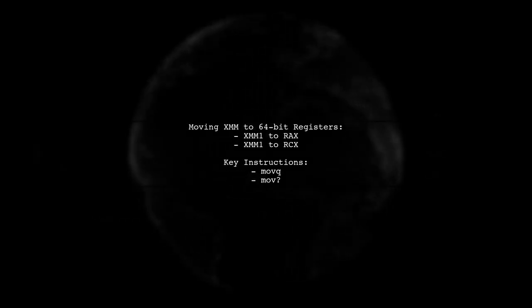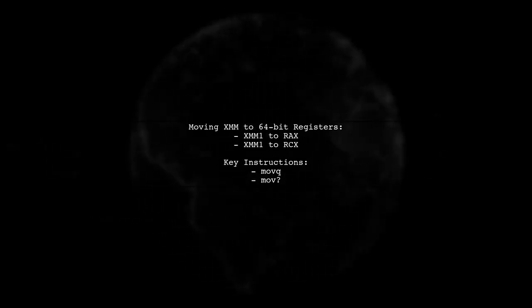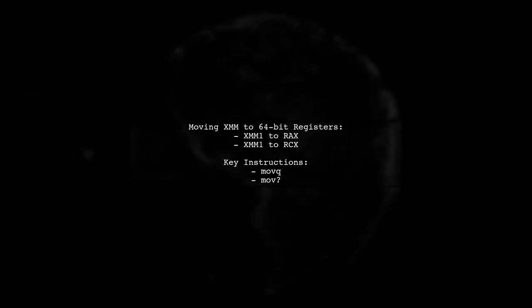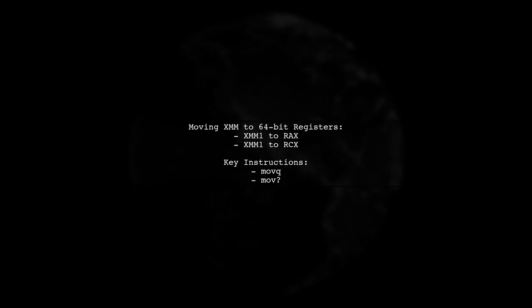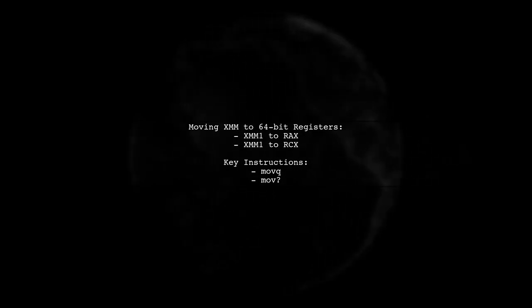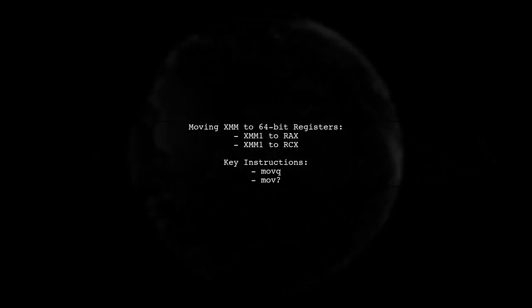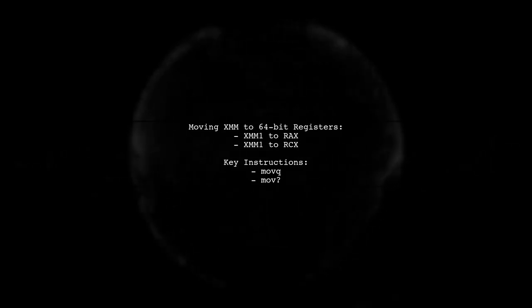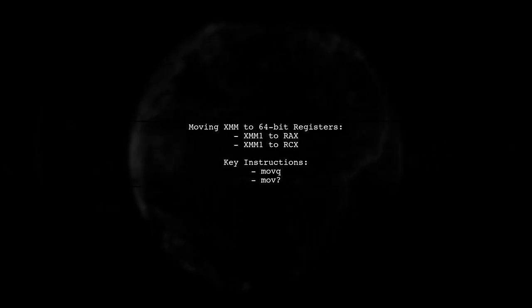Let's break down the first part of the question. Our viewer is curious about how to move a 128-bit value from an XMM register into 2 64-bit general purpose registers. This is a crucial operation in low-level programming, especially when optimizing performance.